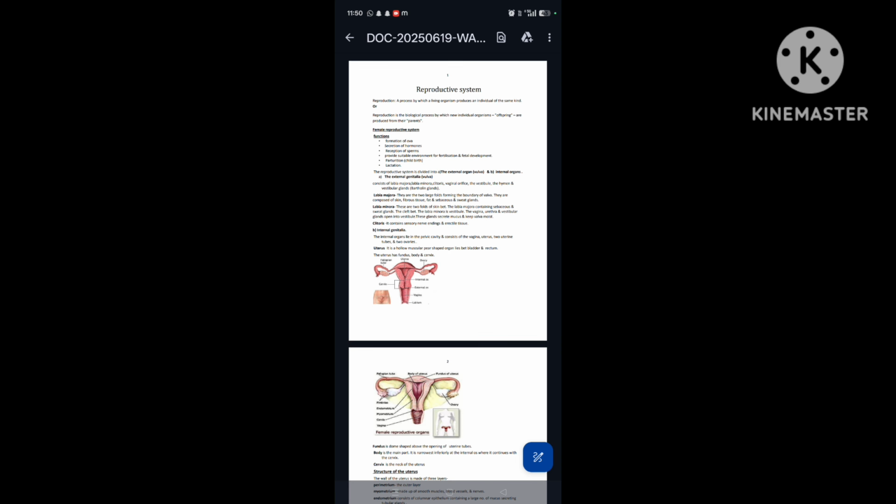Now we see the reproductive system, which is very useful for the semester exam in diploma and degree B pharmacy or diploma students. Now let's start the reproductive system. Reproduction is a process by which a living organism produces an individual of the same kind.